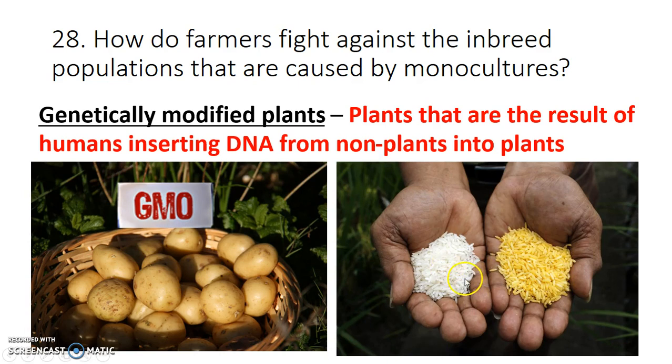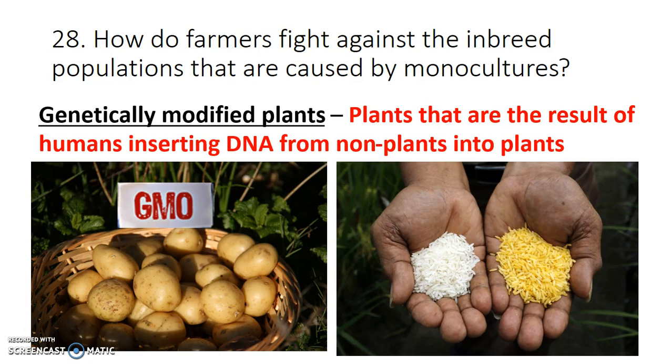Here's rice. And here's rice that's golden because it's been genetically modified to produce more B12 vitamin, which makes it more nutritious. We inserted animal genes into this rice, which causes it to produce B12 vitamin. Now, again, this would never happen in nature, and that's why people don't like genetically modified plants.